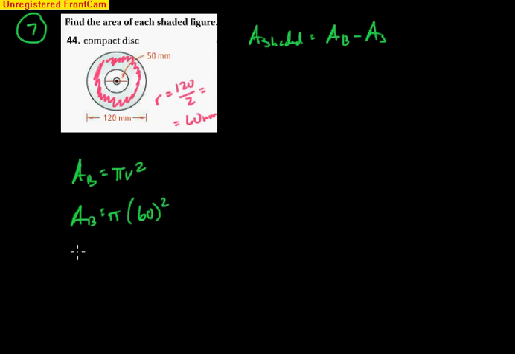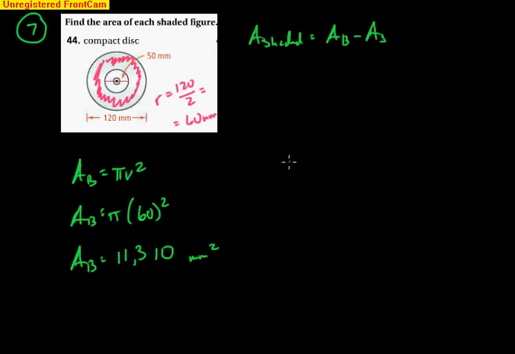I get, I'm going to round it to no decimals just because of the nature of the problem. 11309.7, so let's round it to 11,310. So that's it, roughly, and that's millimeters squared. If you do one decimal, I don't care. But there you go, 11,310 millimeters squared. That's the area of the big circle.